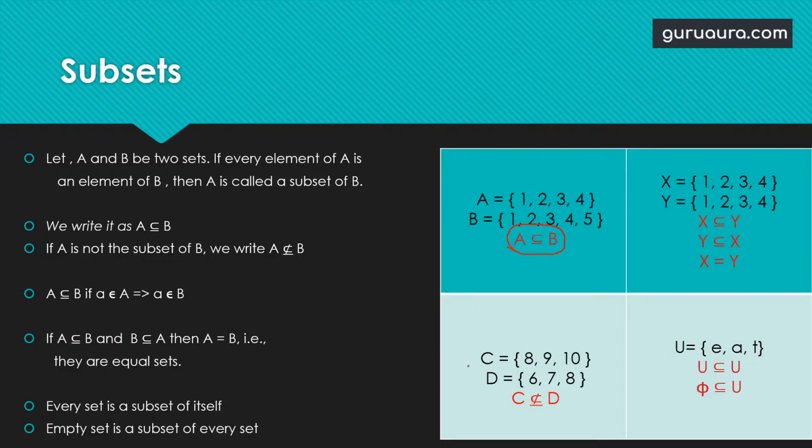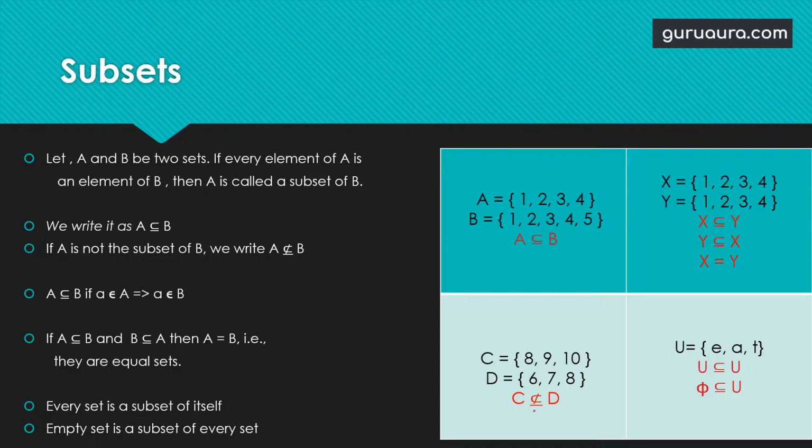Now, let's consider another pair of sets, set C and set D. Set C contains the elements 8, 9 and 10. Set D contains the elements 6, 7 and 8. Now, as every element of set C is not found in set D, set C is not a subset of set D, and we denote it as this.